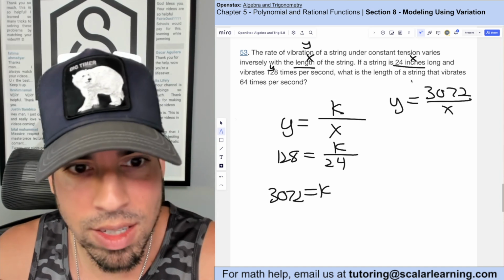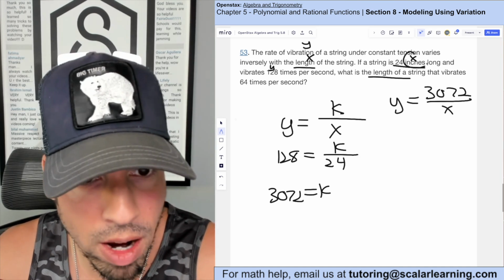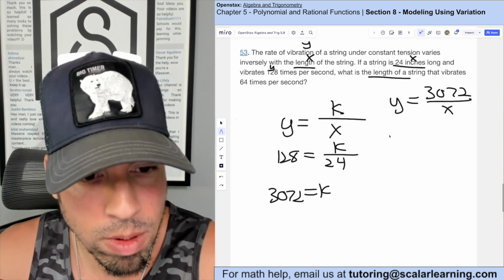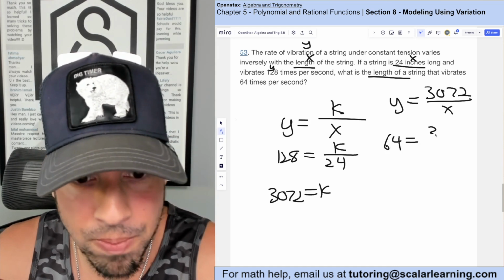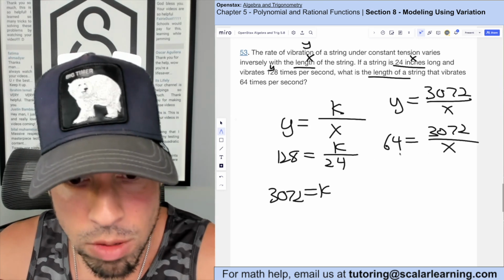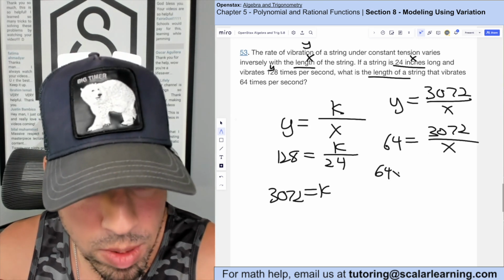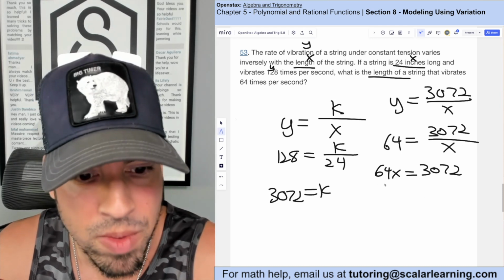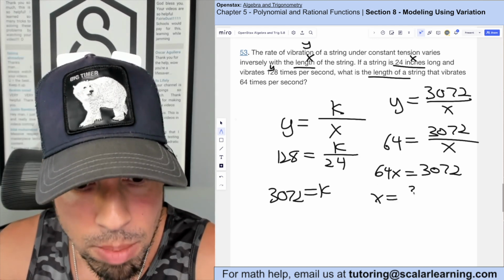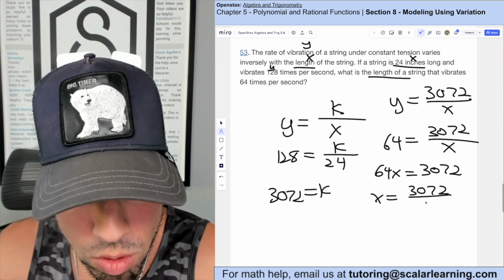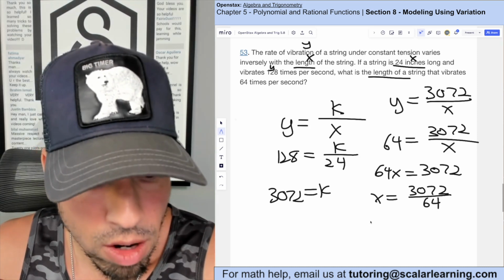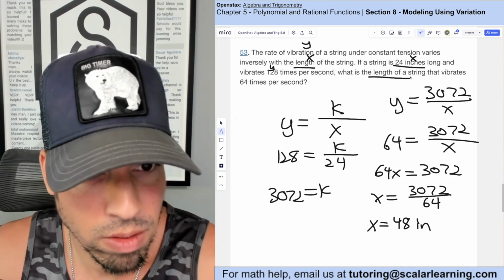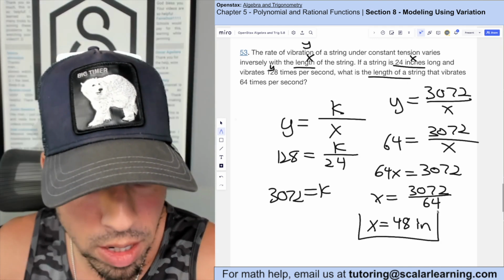And now it says, what is the length, meaning we're solving for x, what is the length when it vibrates 64 times? So now I'm going to plug in 64 for y, and solve for x. So first I'm going to multiply both sides by x. That gives me 64x equals 3072, right? The x's cancel out here. Last but not least, we're going to divide by 64. 3072 divided by 64. Using a calculator, we get 48, and this is in inches. That's the unit for the length, so x equals 48 inches.